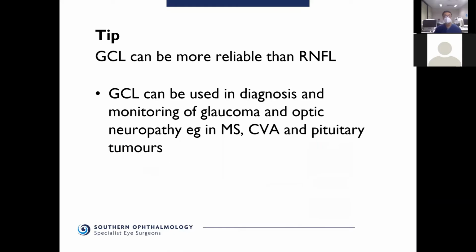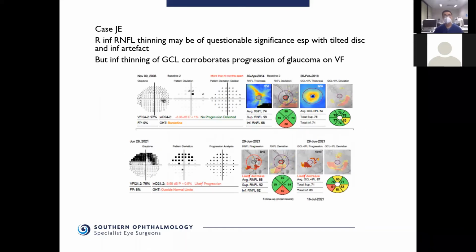So my next tip is, if you can't use the optic disc nerve fiber layer, what can you do? So the next tip is look at the ganglion cell layer of the macula. And the ganglion cell layer of the macula can actually help you diagnose and monitor optic nerve disease, including glaucoma, MS, stroke, and tumors. And I'll show you some examples.